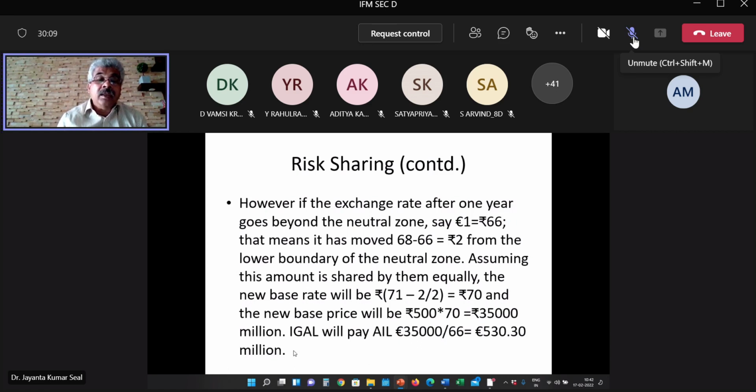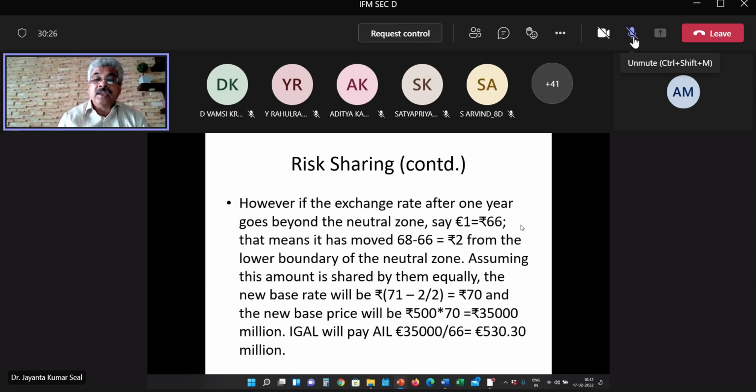What will be the new amount of payment? 35,000 divided by 66. Why 66? That is the exchange rate. 530.3. So the interesting part to notice: Indigo is paying less, Airbus is receiving more. I repeat the entire thing.